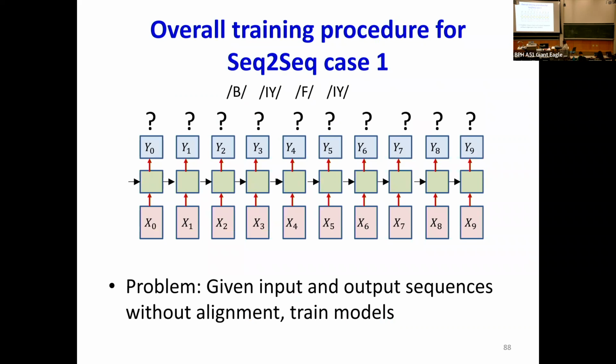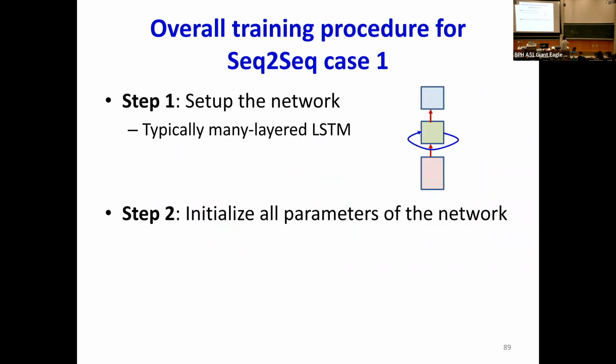And here's how you set up the training. The problem is, given input and output sequences without alignments, we must train our models. So we're going to set up the network, typically a many layered LSTM. It could be a bidirectional LSTM or a pyramidal bidirectional LSTM, as you will see in your homework.